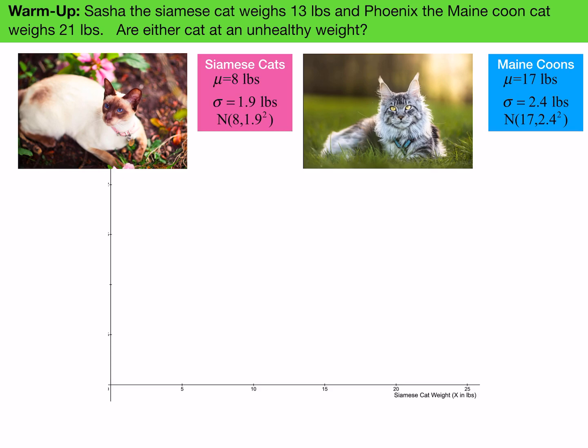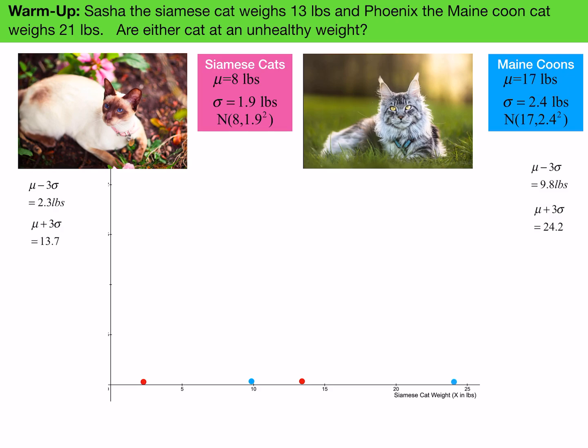So moving on, we can also take a look at the graphs of both of these normal distributions. In order to graph, we need to figure out that plus or minus 3 standard deviations, like we did in the last lecture. So when I'm calculating plus or minus 3 standard deviations for the Siamese distribution, we'll get between 2.3 and 13.7. So I've plotted both of those points. For the Maine Coon cats, we will get between 9.8 and 24.2. So I plotted those points.